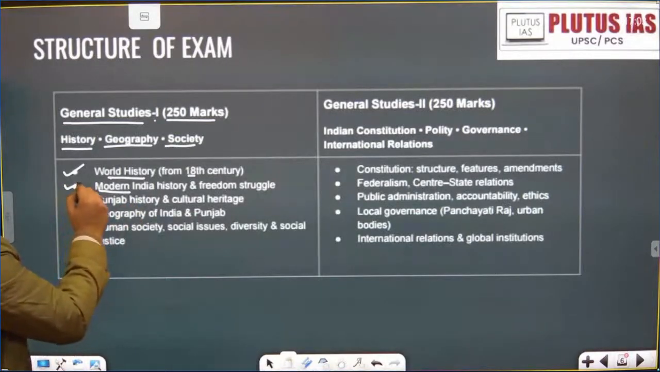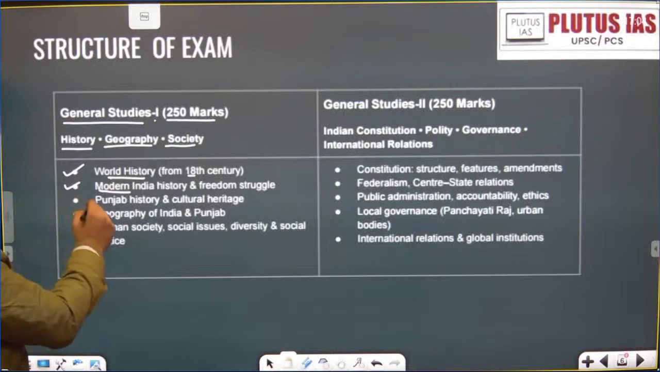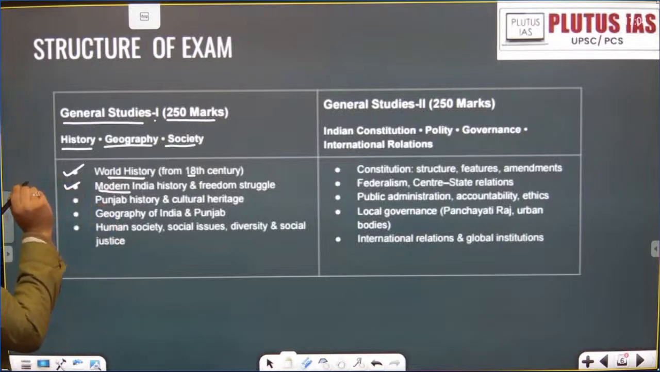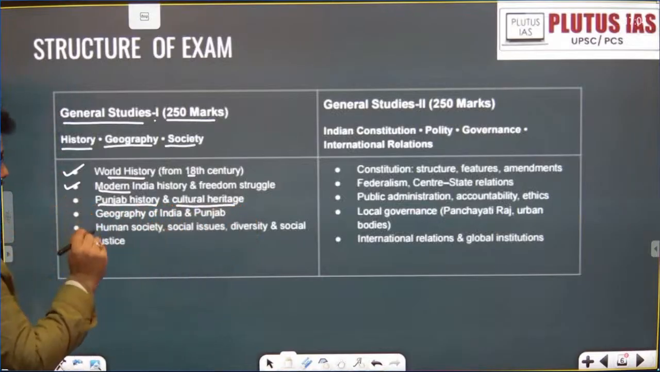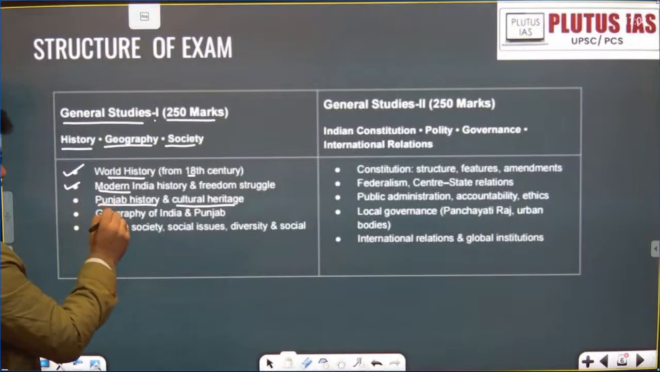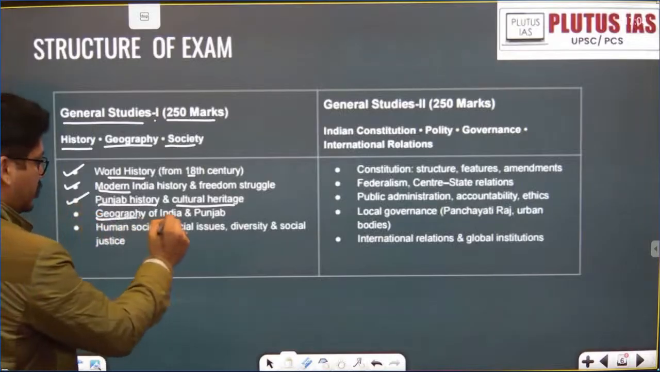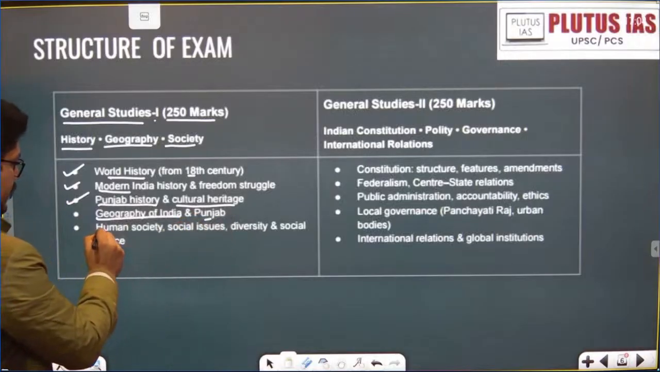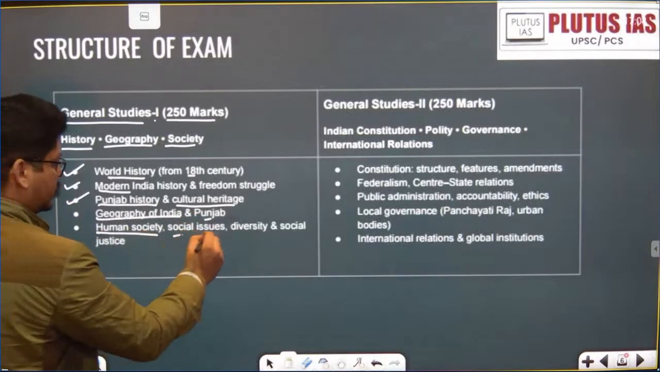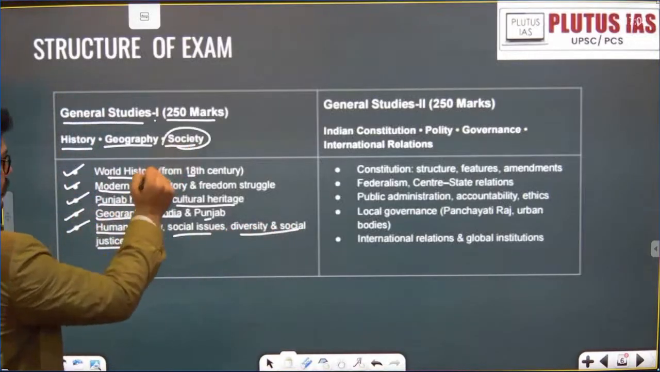And mind you, this year a special notification has been given by PPSC that students have to focus on Punjab history and its culture and heritage. Keep that in mind. Similarly for Punjab geography and Punjab society. Apart from that, you have to learn and write about the geography of India and, as told, Punjab also. Then there is the part on human society, social issues, diversity and social justice.